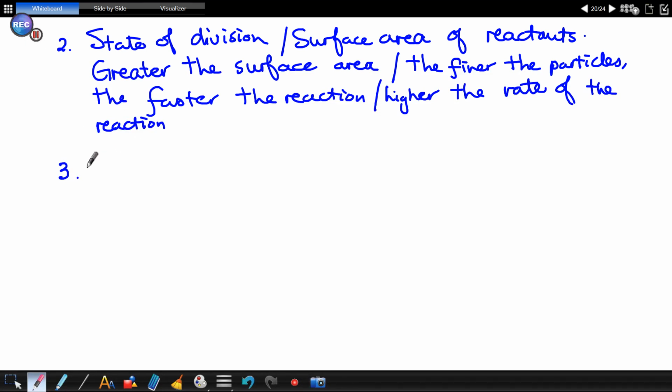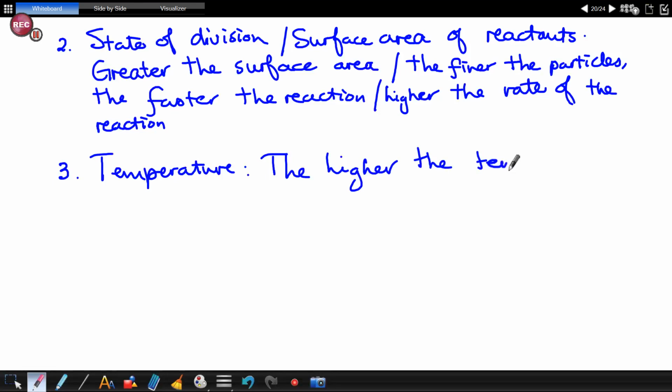The third one is the temperature. So the higher the temperature, the faster the reaction. Yes. You could say the faster the reaction or the higher the rate.